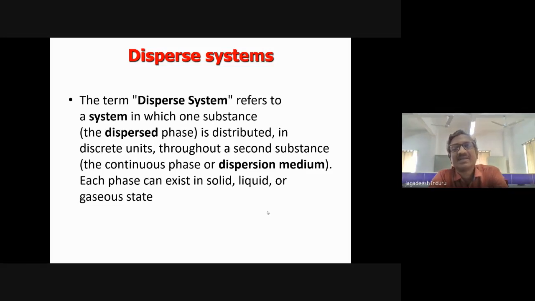A disperse system is referred to as a system in which one substance, the dispersed phase, is distributed in discrete units, that is, separated entities. So those separate entities are the discrete units. They are distributed throughout the second substance, which is called the continuous phase or dispersion medium. So this contains two phases, and that is the reason it goes into the category of heterogeneous systems. One is the dispersed phase, another one is the continuous phase.